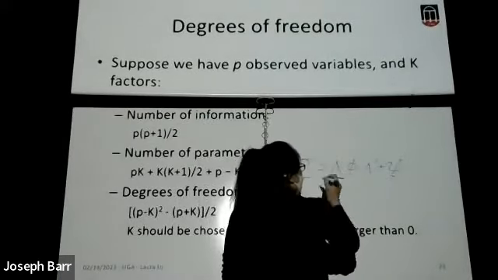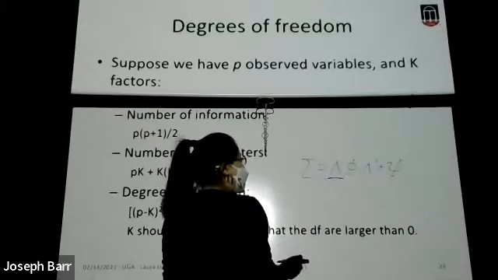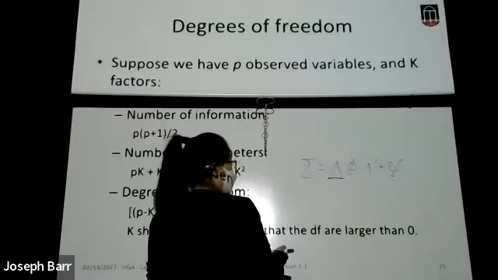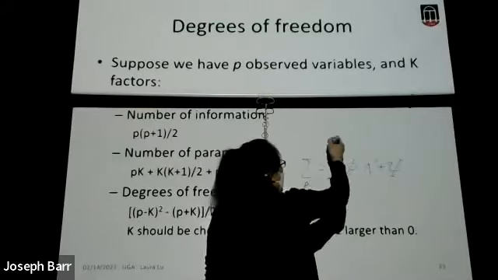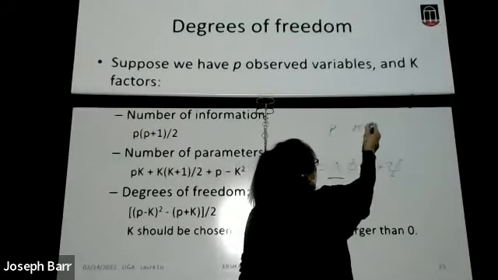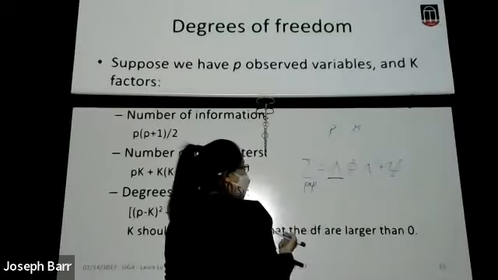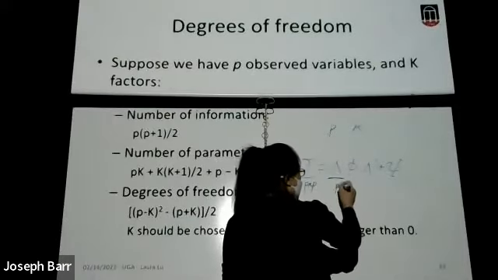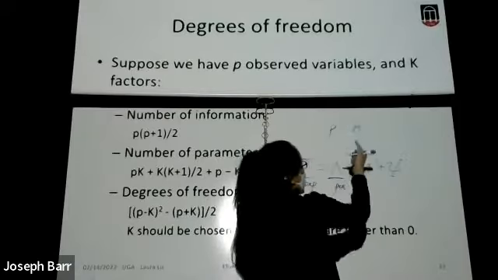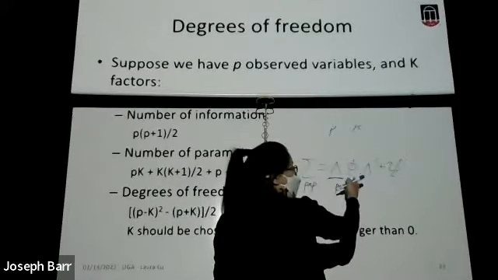We have a lot of lambda inside, the factor loadings. So suppose we have P variables and K factors. This capital sigma is P by P. This matrix is P by K. So suppose we have K factors, and this is the covariance of factors.